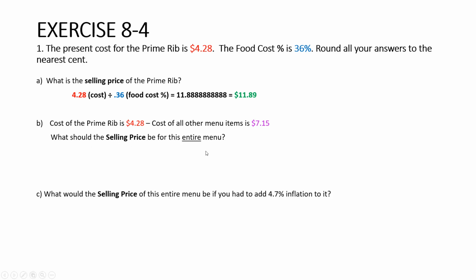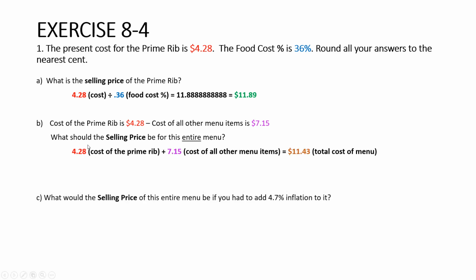Keeping that in mind, we move on to the next question, where we want to get the selling price to the entire menu. Well, we know the cost of the prime rib is $4.28. And we know here that the cost of all the other items except the prime rib, because we already have that cost, the cost of everything else in that menu is $7.15. So were we to add these two costs, we would now have the entire cost for the entire menu. So the cost of the prime rib plus the cost of everything else, our total cost for this menu is $11.43.